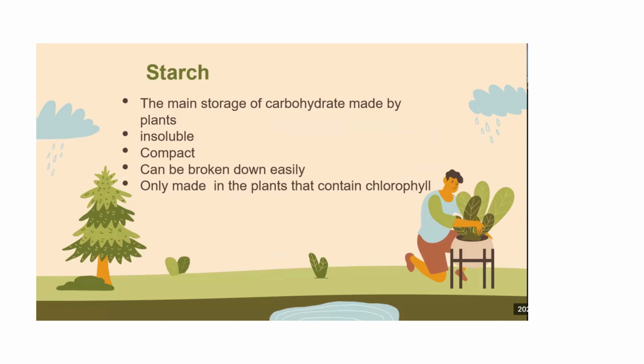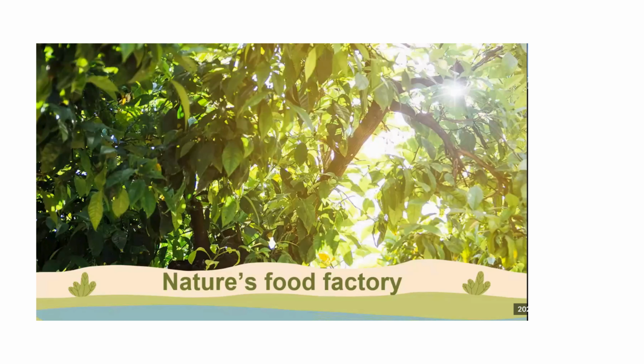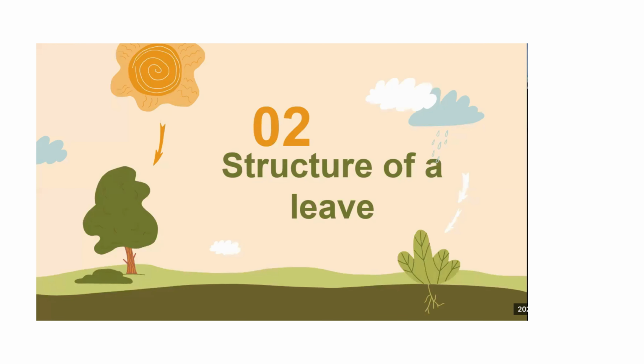We say starch is the end product of photosynthesis. It is the main storage of carbohydrate made by plants. Why is it the main storage? It is because it is insoluble, it's a compact molecule, and it can be broken down easily. And starch is only made in plants that contain chlorophyll. So basically the leaf and plants are nature's food factory. Our first topic, photosynthesis basics, is now finished.